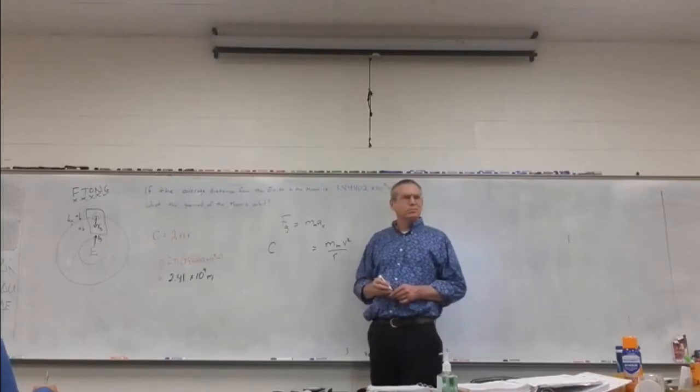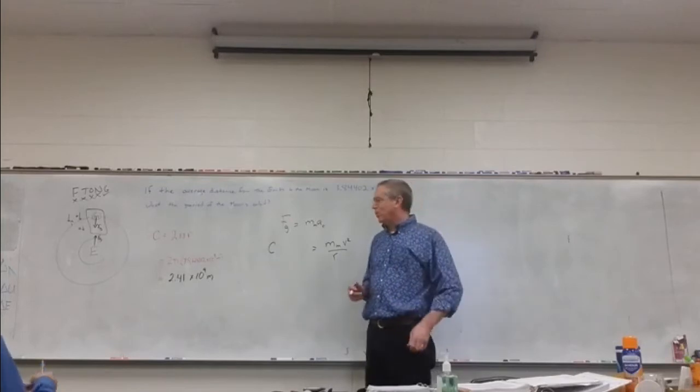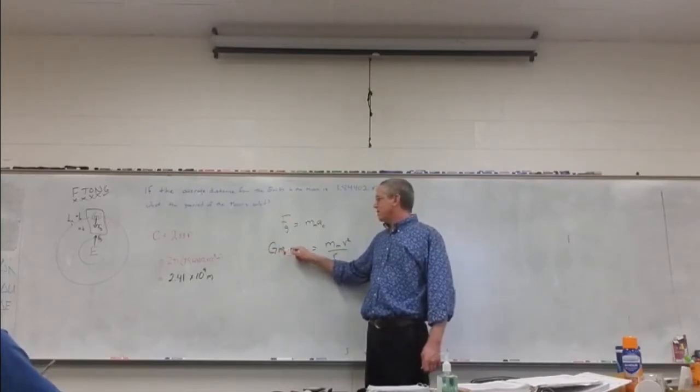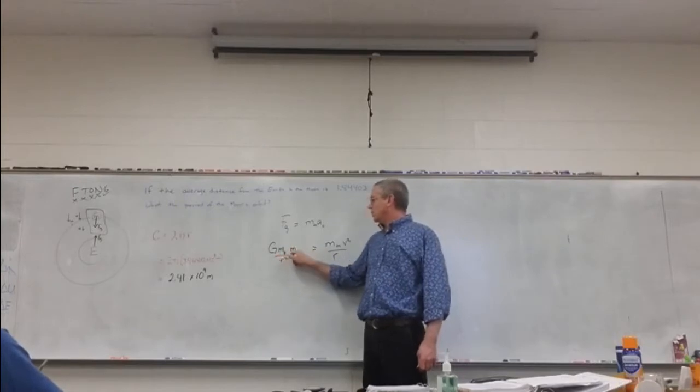We use the G m1 m2 over r squared. That's the one. Big G, mass of the Earth, mass of the Moon, over r squared.